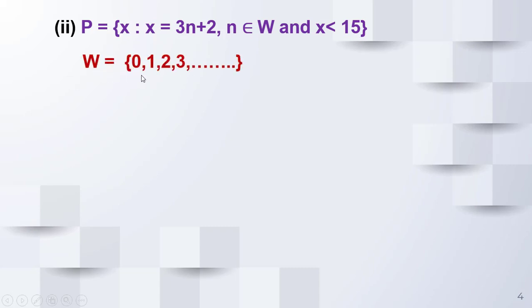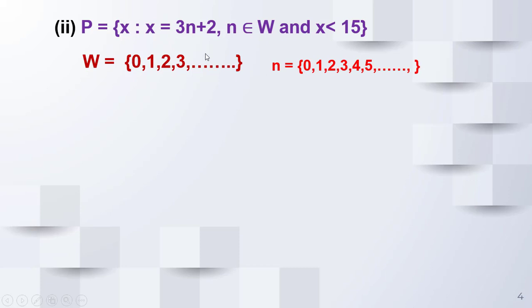Our second problem is the set P containing x elements such that x equal to 3n plus 2. Here n belongs to W, that is whole numbers, and x is less than 15. We know W, that is whole number, starts from 0. Here we have to substitute n as 0, 1, 2, 3 and find the value of x. Here x is less than 15. So, our n will be 0, 1, 2, 3, 4, 5 and so on.